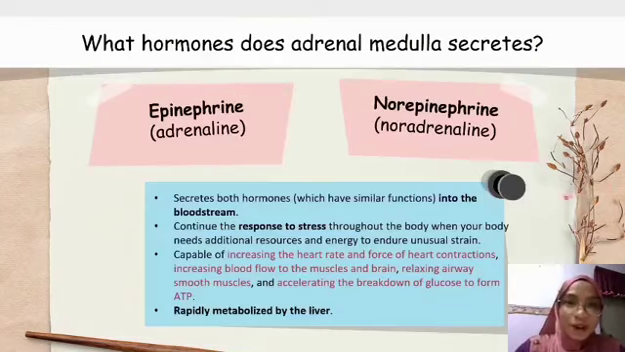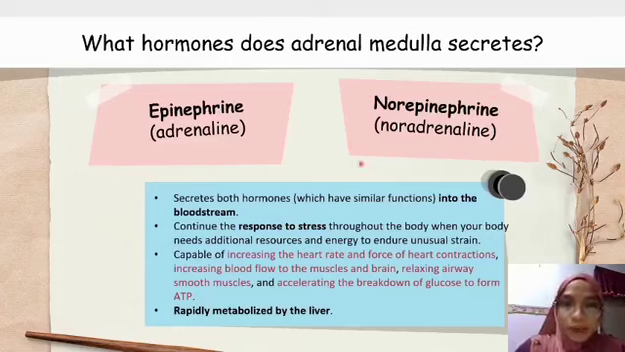These are the two hormones that adrenal medulla secretes. The first one, epinephrine or adrenaline, and the second one, norepinephrine or noradrenaline. I believe we have studied it in high school biology, that we already know noradrenaline is a neurotransmitter. Adrenal medulla secretes both hormones, which have similar functions, into the bloodstream.